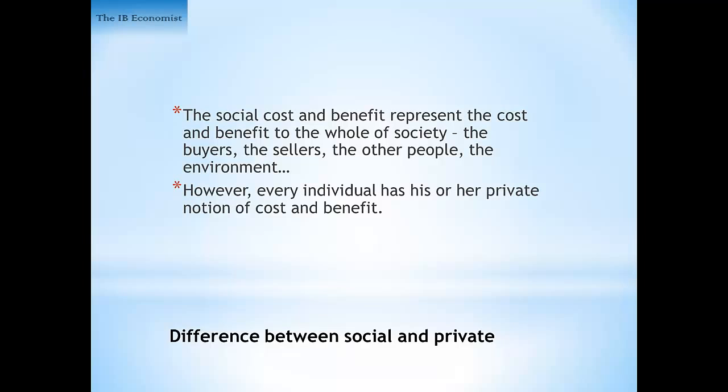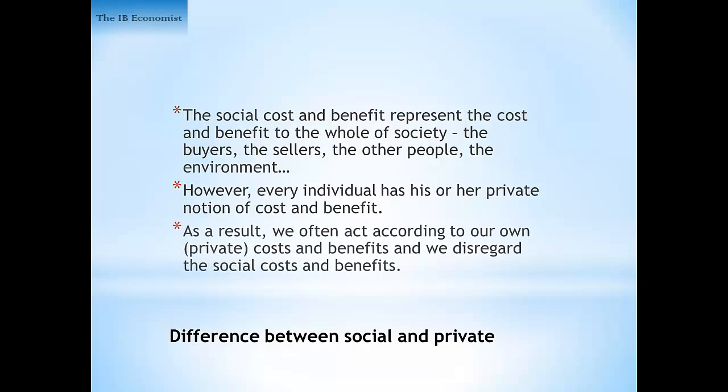However, every individual has his or her private notion of a cost and benefit. For me, something might be more expensive than it is for society. Similarly, I might receive a different benefit than society receives as a whole. As a result, we would often act according to our own private costs and benefits, and we would disregard the social costs and benefits. We basically want to achieve the maximum benefit at the lowest cost for ourselves, and by doing so we might disregard the social costs and benefits.